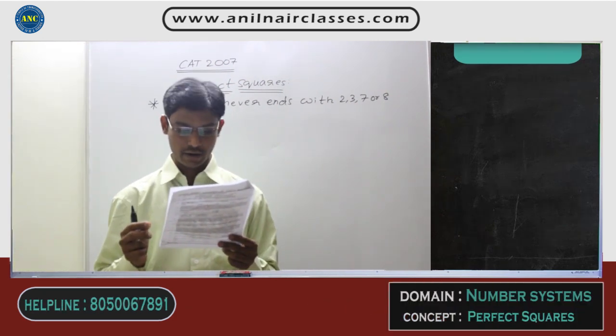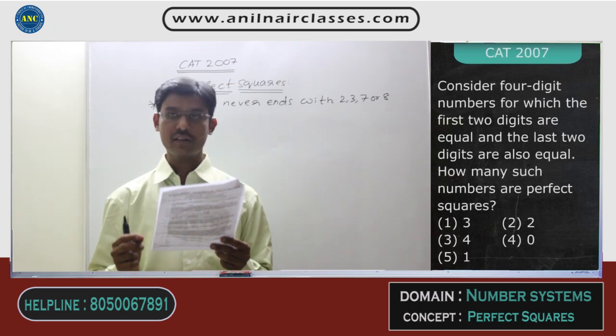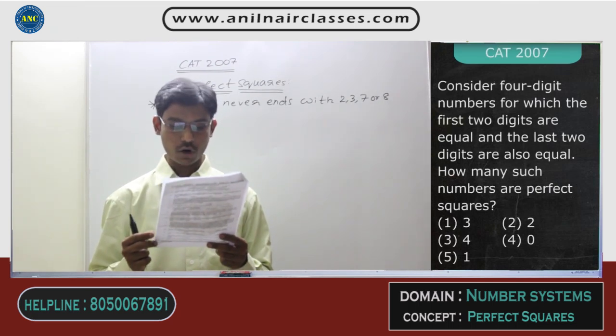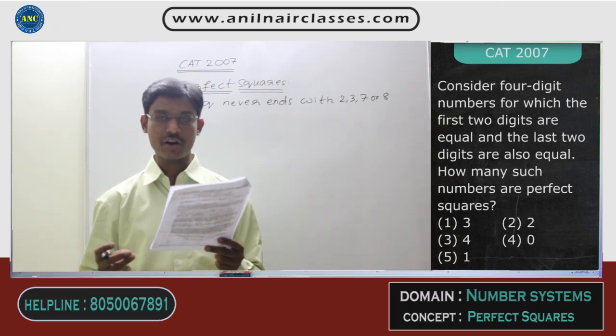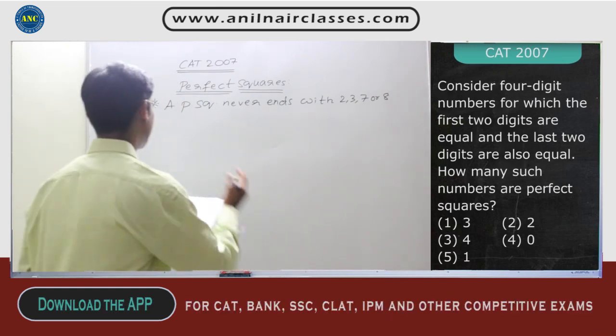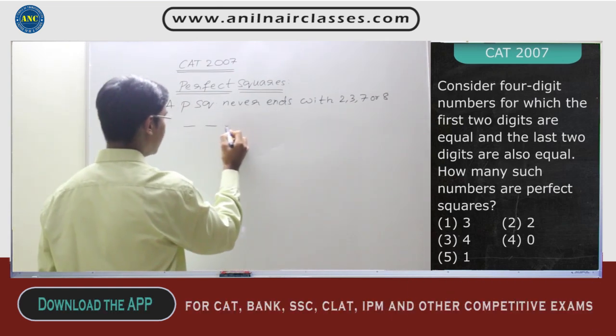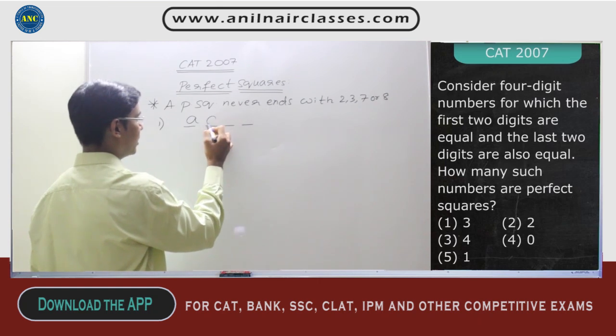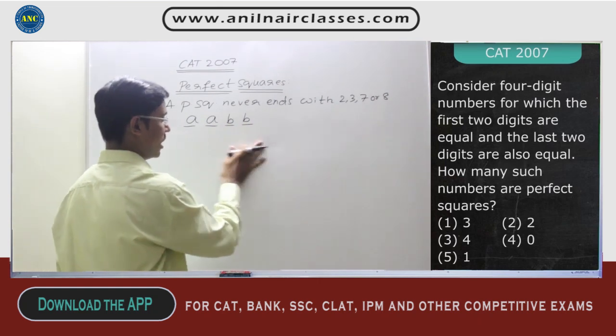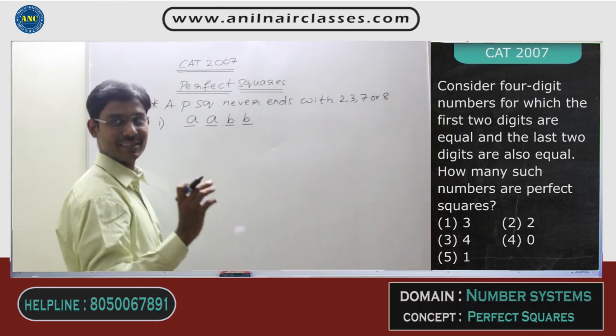Consider a 4-digit number for which the first 2 digits are equal and the last 2 digits are also equal. How many such numbers are perfect squares? Now what they are telling in the question is, it is a 4-digit number. First 2 digits are the same, last 2 digits are also the same. How many such perfect squares exist is the question.